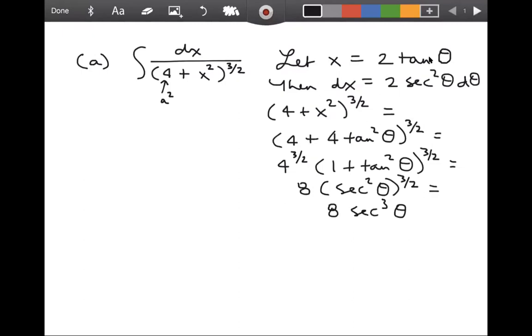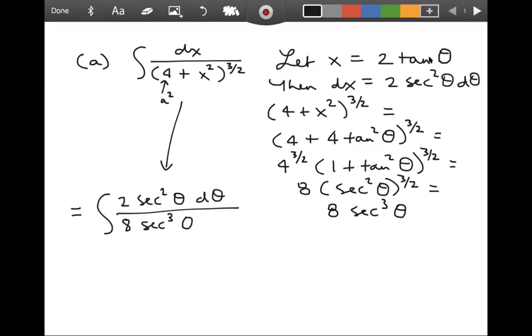All right. So that was a fair amount of work. It's a little more work than your basic U substitution. Let's see what this is going to do to our integral. So dx has to be replaced with 2 secant squared theta d theta. And then 4 plus x squared to the power 3/2 gets replaced with 8 secant cubed theta.